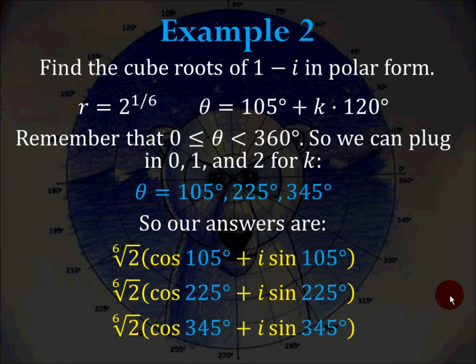So again, the tricky part is to set the two equal to each other, and when you solve for theta, don't forget to include the k times 360. And notice again, there are three roots, which is what we should get, because for 1 minus i's cube roots, there should be three of them.